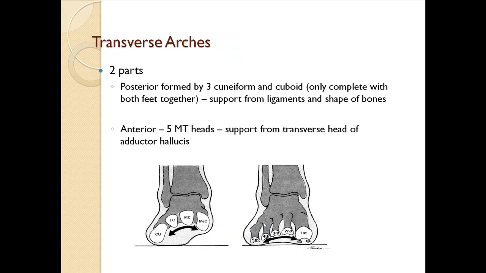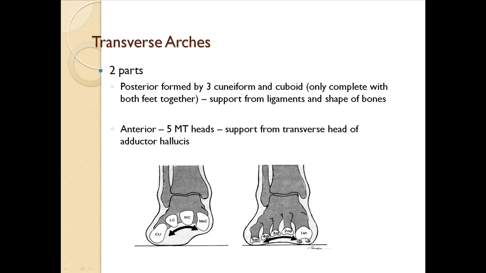When we look at the transverse arches, there are 2 parts to the transverse arches. There's an anterior part and a posterior part. The posterior portion is formed by cuboid and the 3 cuneiforms coming together, and the arch is only really complete when we have both feet together, because this forms one pillar and the same bones on the opposite side form the other pillar. Support is offered predominantly by the ligaments and the shapes of the bones, the shapes of the actual cuneiform bones, and the interosseous ligaments of the intercuneiform joints are very, very important at holding these arches stable.